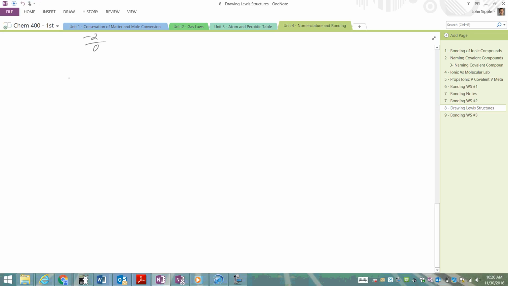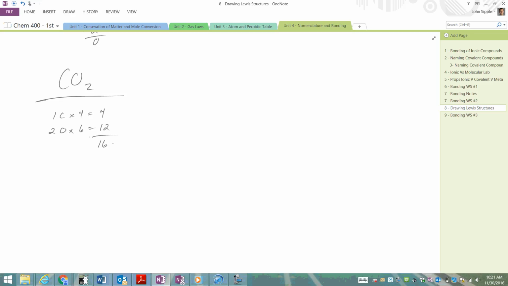CO2, carbon dioxide. How many carbons? 1 carbon. How many valence electrons does that carbon bring? 4. We've got 2 oxygens. How many valence electrons does each oxygen bring us? 6. That's 12 from there, and a total of 16.